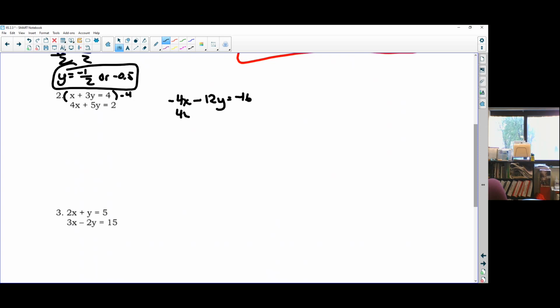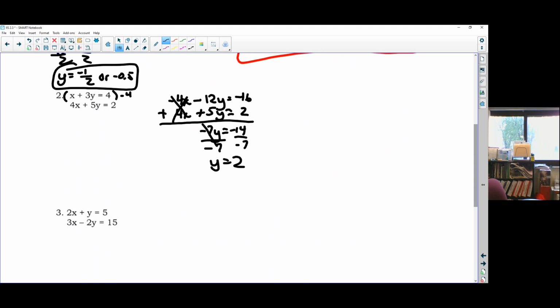And when I rewrite the other one, you can see now by adding the two equations together, I get rid of my x's, because these are inverses, so these are gone. Negative 12 plus 5 is negative 7, and negative 16 plus 2 is negative 14. So when I divide by negative 7, y equals 2.